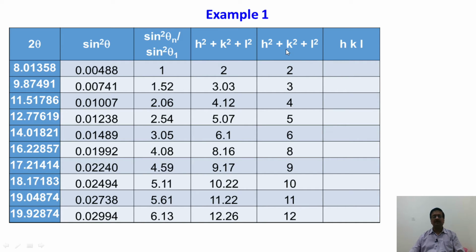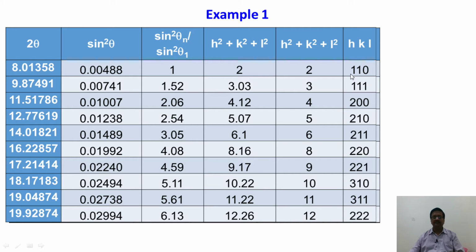When h square plus k square plus l square is 2, the only possibility is 110 or 101 or 011. That means 2 of them are 1 and the last one is 0. When it is 3, all 3 of them are 1, that is 1 square plus 1 square plus 1 square. For 4 it is 2 0 0. For 5 it is 2 1 0. For 6 it becomes 2 1 1, that is 2 square plus 1 square plus 1 square is 6.